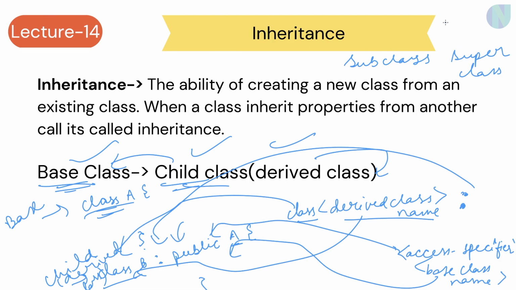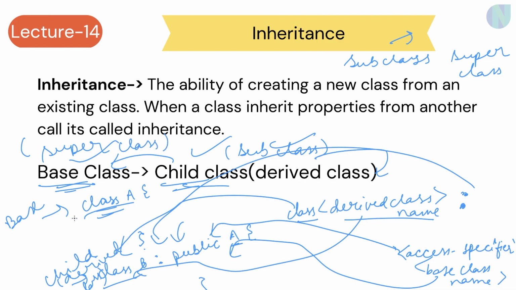So basically, subclass is the one which derives properties. The child class is called a subclass. Since a base class is something which is super, you can understand in this way that it is a super class, and we are deriving its properties in the subclass. So base class is also called a super class.